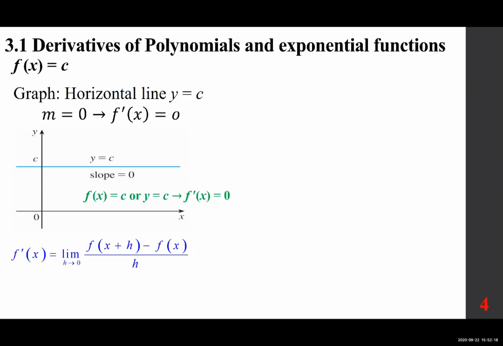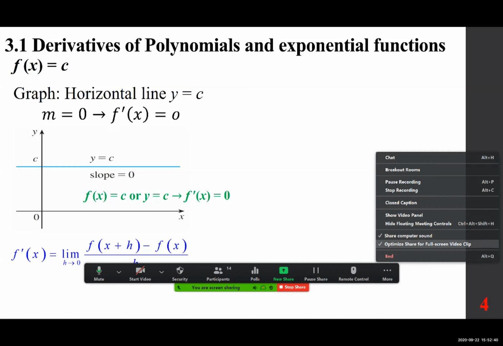If you're looking at the horizontal line, you already know y equals a constant is a formula. You already know the slope is 0, and therefore f prime is 0. So you can look at it from the point of view of a graph. Also, if you look at it from the point of view of the definition, I want you to pay attention to the definition, class. Okay, so here's what we have.